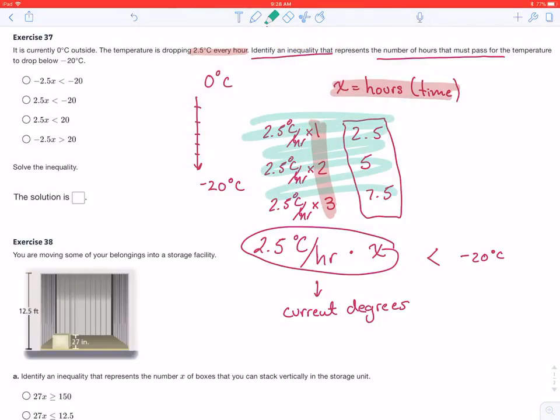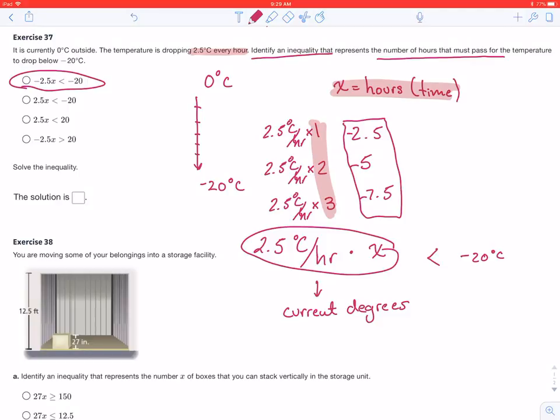I know it's a little sloppy, but with this table, every time we multiplied by the number of hours that had passed, we got our current degrees. At some point it was negative 2.5, at another it was negative 5, negative 7.5 after 3 hours. And so we can continue plugging in values for x and get a new current degree, and that current degree has to be less than negative 20. So then my answer would be the first one.